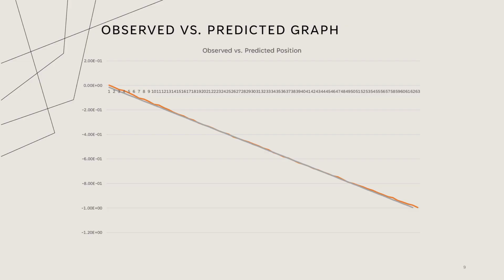So this is the observed versus predicted graph. The orange function you can see is the graph we got from Tracker, which looks linear, but it slightly deviates from the fully linear graph we got from the computational model. So the gray line is the computational model function we got from GlowScript.